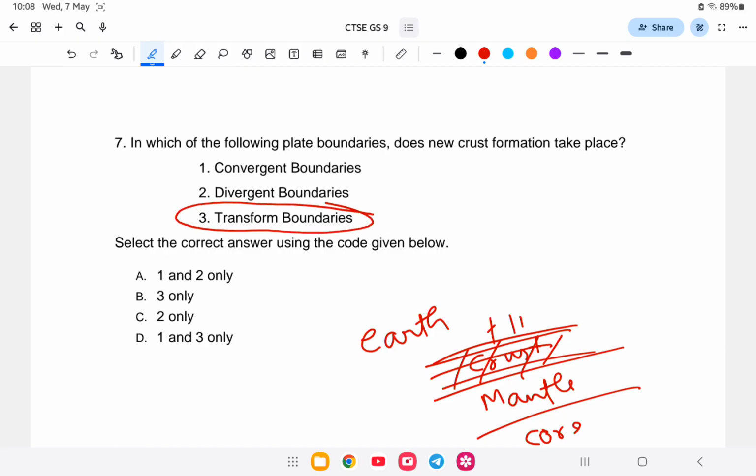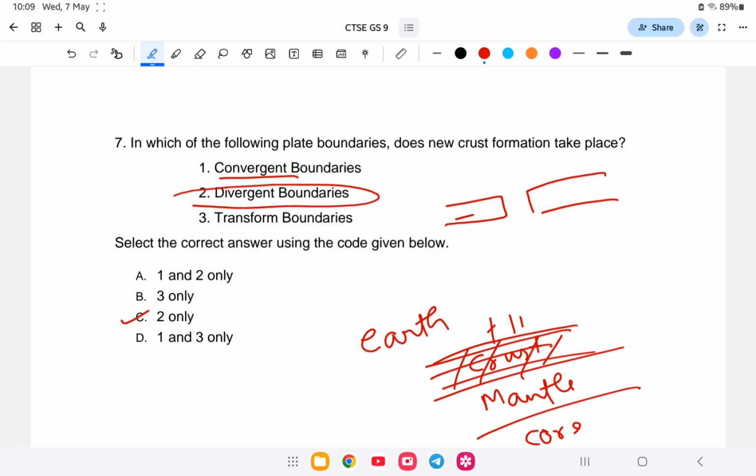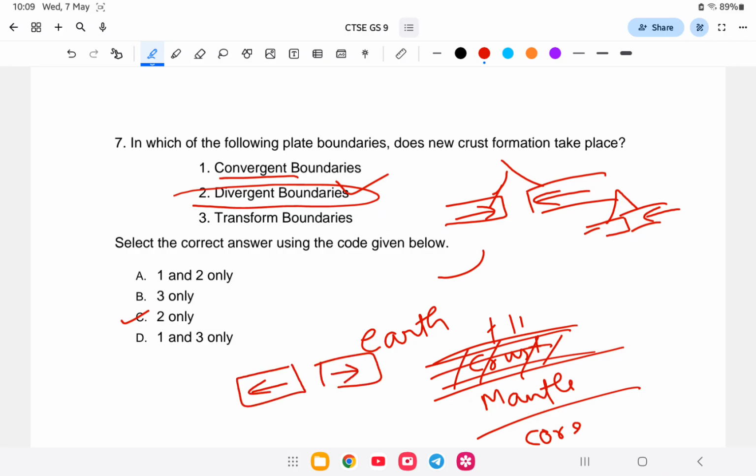Not transform, sorry, this is divergent boundaries. That is only two, divergent. Because in convergent, suppose tectonic plates converge, they form mountains. In divergent, they move in opposite directions. Diverge means the crust moves in opposite directions, and more land or more area will be formed. So this is the divergent boundaries. So the answer is what? 2 only. Let us go to the next question.